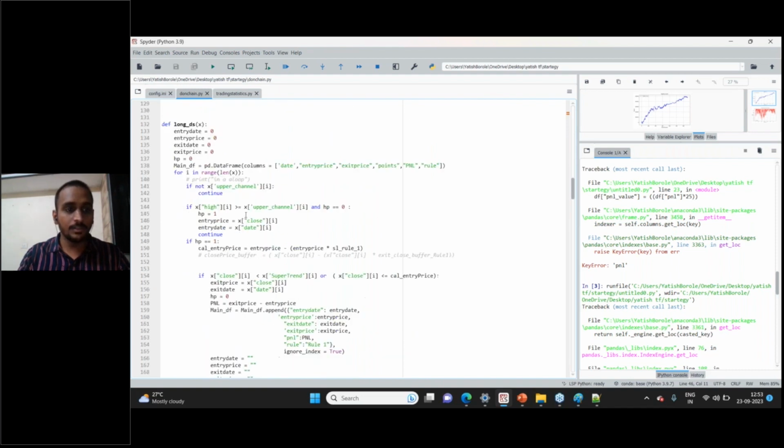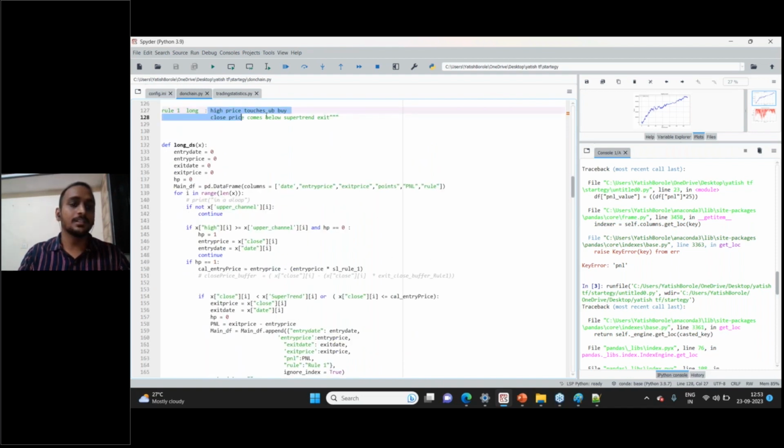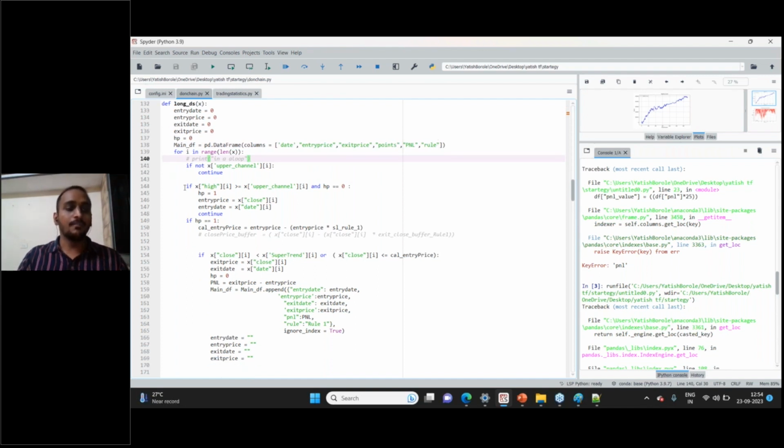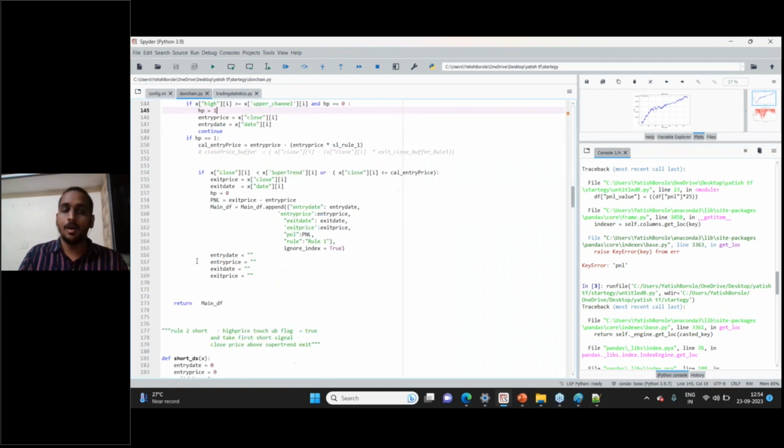So we have rule number one: high price touches the upper band and close price comes below super trend 10. We will be going long, and over here I have read my CSV. Over here I have made my PNL CSV header, that is date, entry price, exit price, points, PNL, rule. I have matched my condition logic which I discussed on the chart, that if my high is greater than the upper band and I have a buy signal, then I will go long, or else I won't go long.